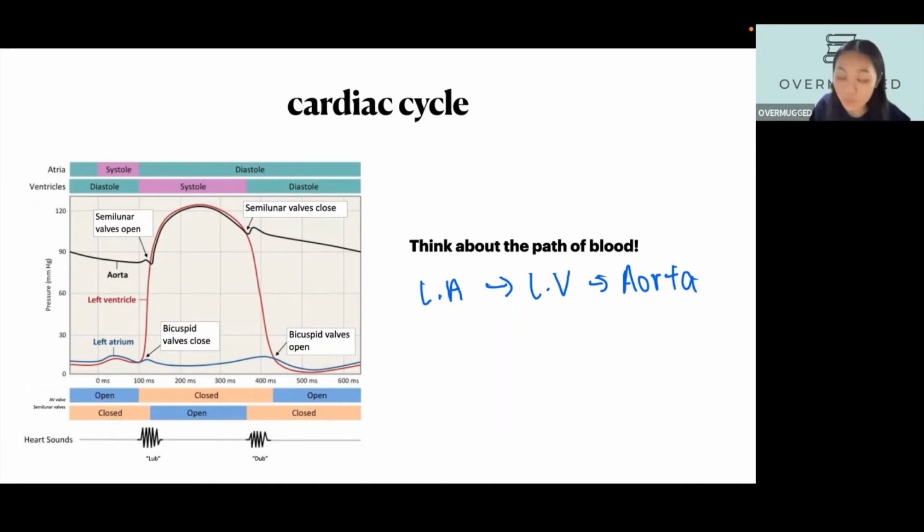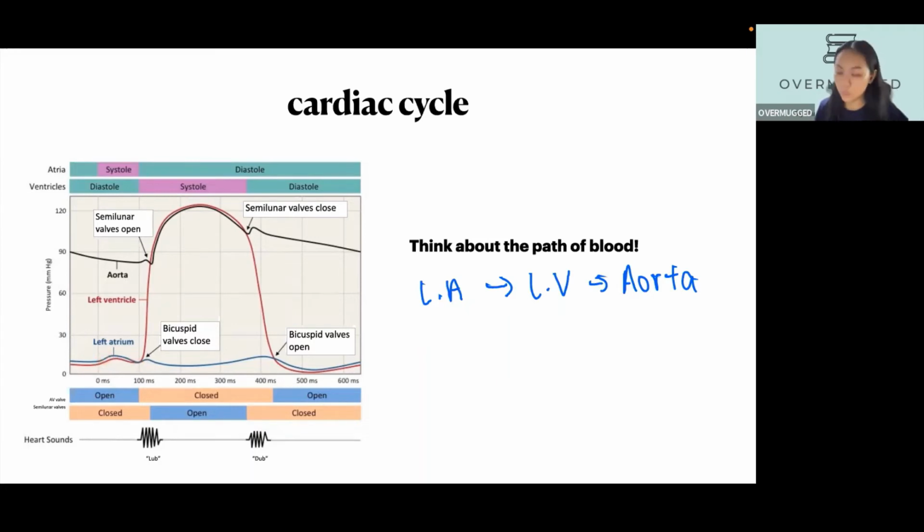From the left atrium to the left ventricle. So the blood flow, that is the correct blood flow, right? Then we look at this graph. The y-axis is blood pressure. The x-axis is just time, as time goes. The left atrium pressure increases a little bit, and then it falls. And then the left ventricle pressure also increases a little bit, and it falls.